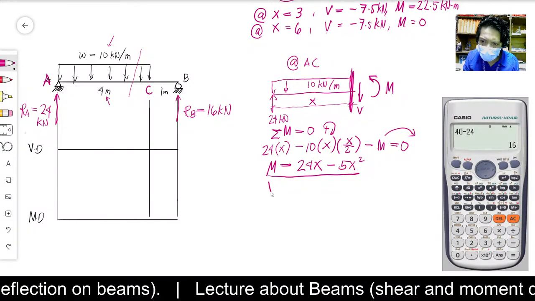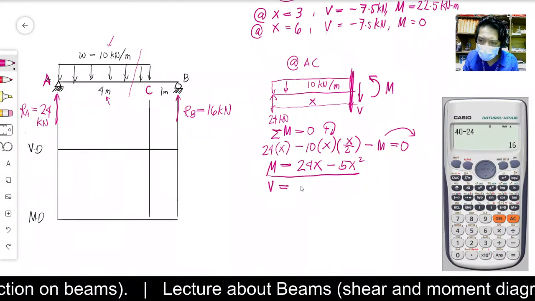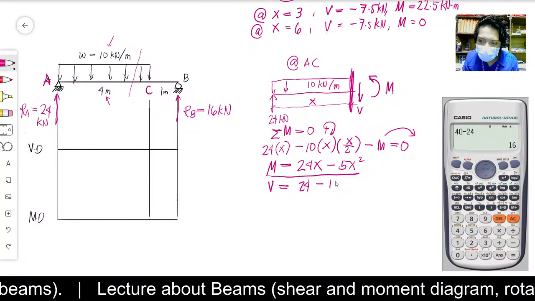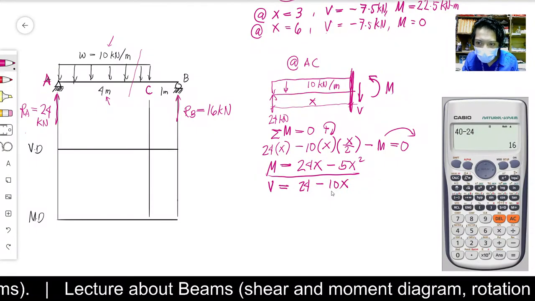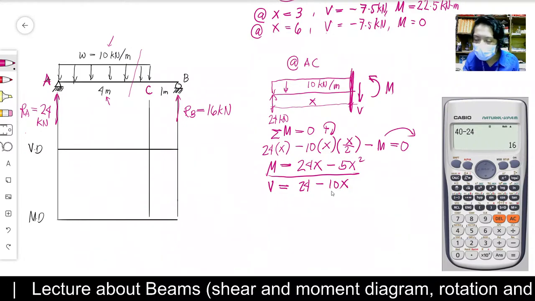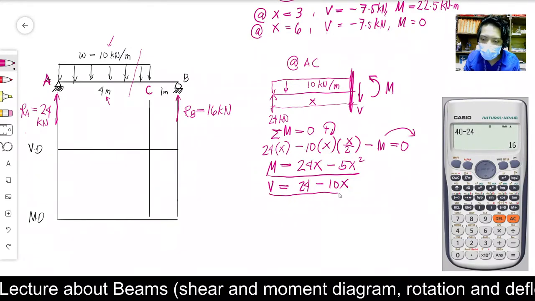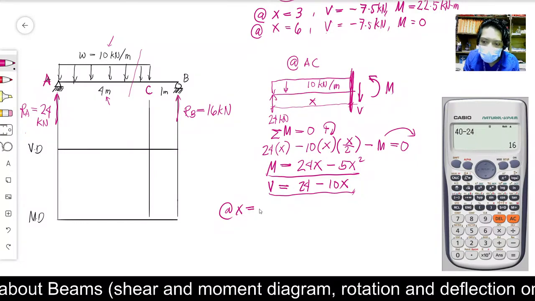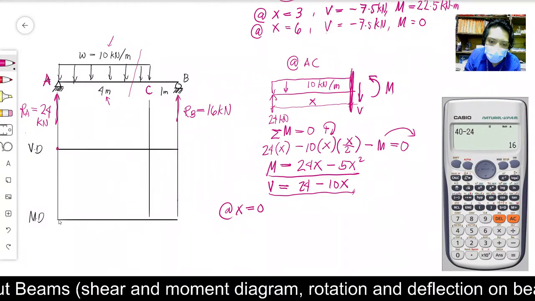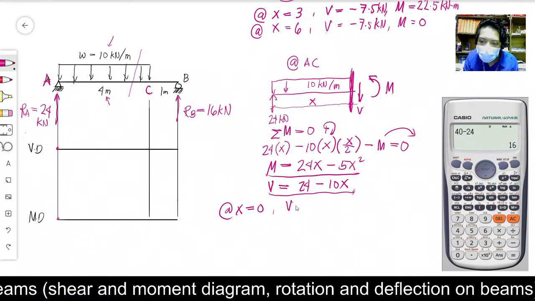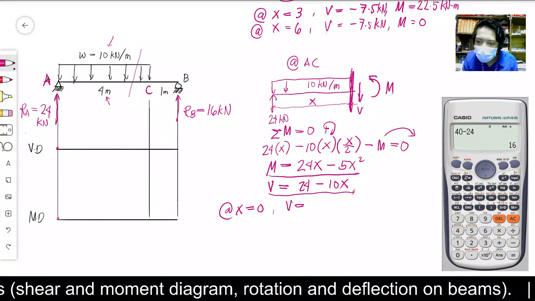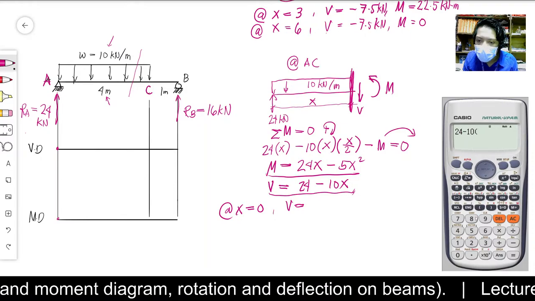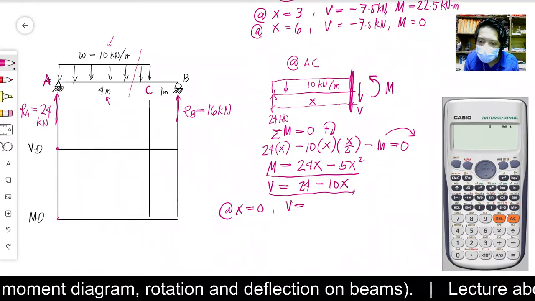Next, you have here the equation of the shear diagram. You just need to find the derivative of the moment diagram. This is equal to 24 minus 10x, that is 5 times 2, which is 10 times x. So this is the shear diagram. At x equal to 0, meaning at this point, when x is equal to 0, your shear is equal to 24 minus 10 times x. Your x is 0. So this is 24.